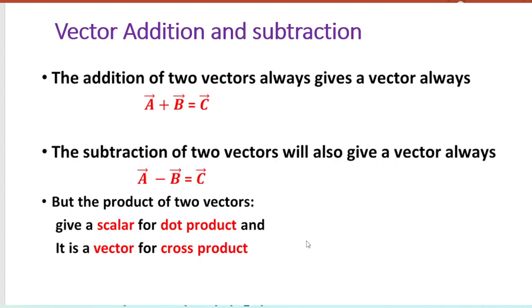There are certain rules for vector algebra. Addition of two vectors always gives us a vector, and subtraction of two vectors also always gives a vector. But the product of two vectors can give us a scalar, for the dot product, which is denoted by a dot, or a vector quantity, for the cross product or vector product, which is denoted by the symbol cross.